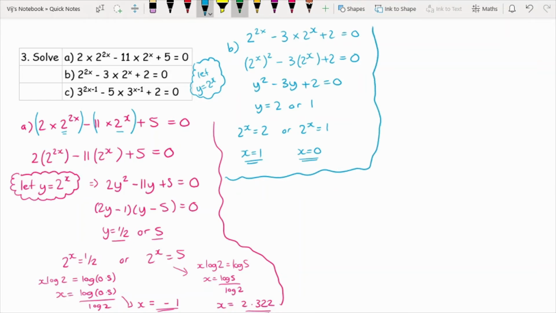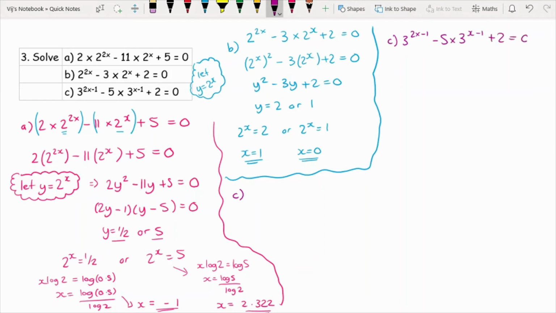So moving on to question C. So question C looks a bit more complicated. So actually let's start up here. So here we've got 2 to the power of x minus 1 minus 5 times 3 to the power of x minus 1 plus 2.